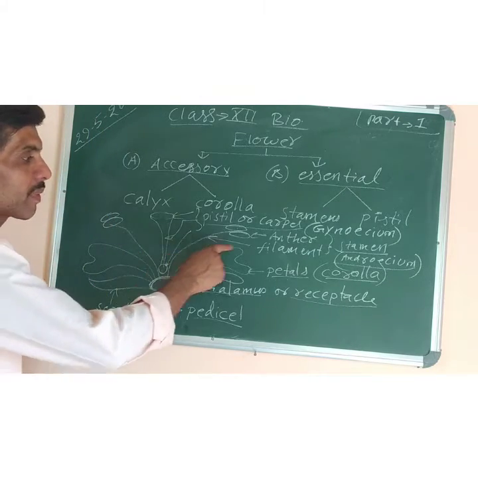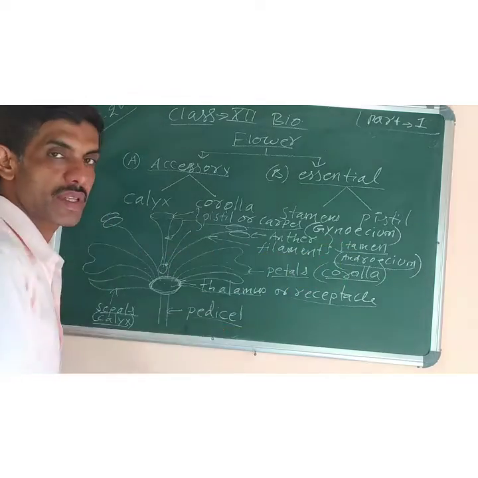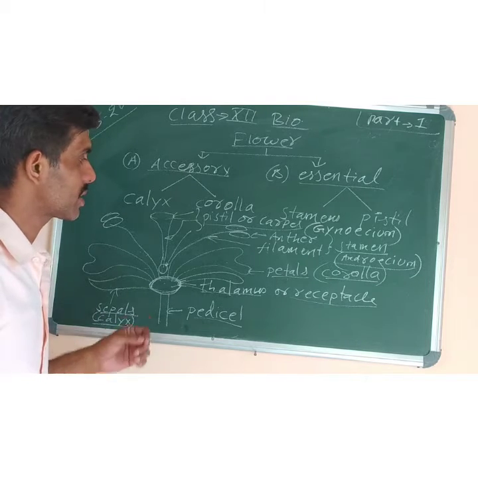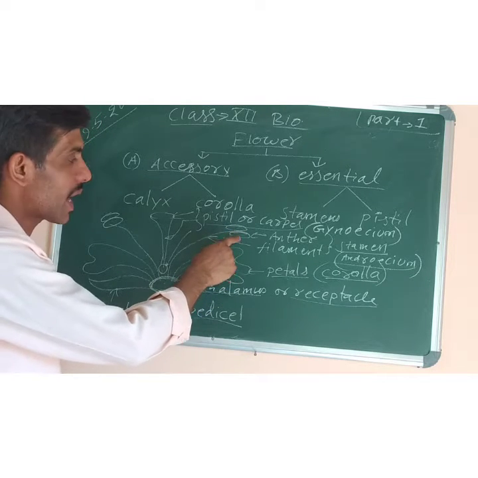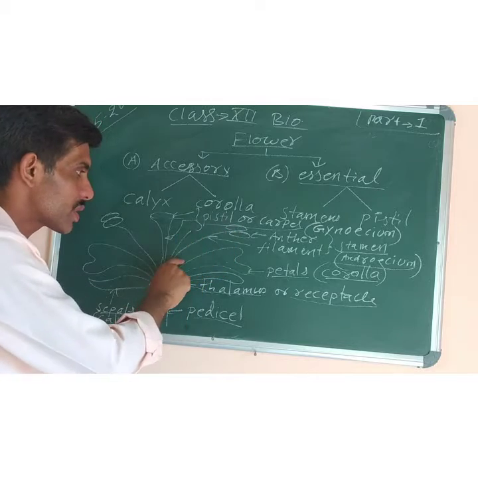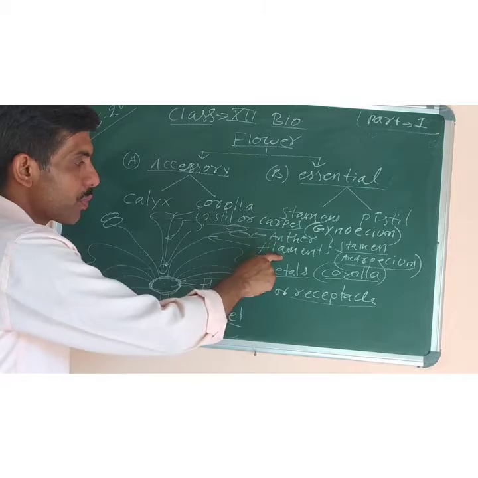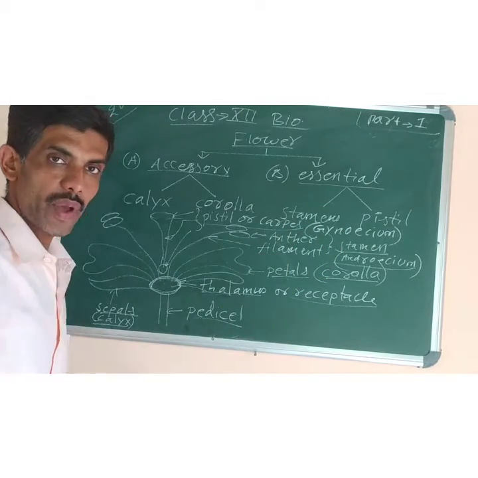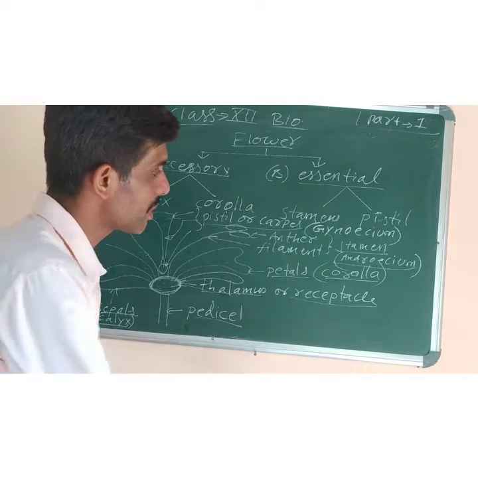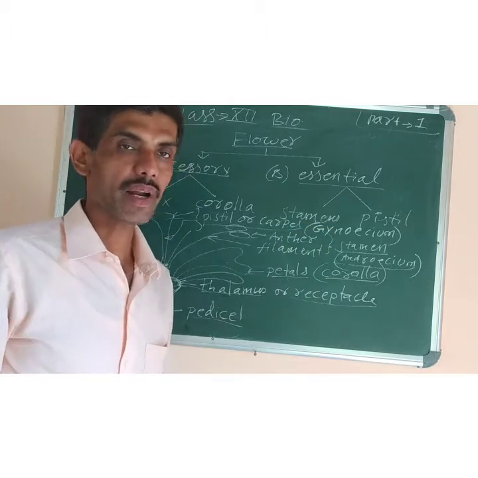Then the third part of the flower is known as stamens. Stamens are the male part of the flower. It consists of a bilobed anther, meaning anther having two lobes, and a long stalk which is called filament. It is sterile. These two parts together form the stamen. And when many stamens are present, the group name is androecium, which is the male part of the flower.